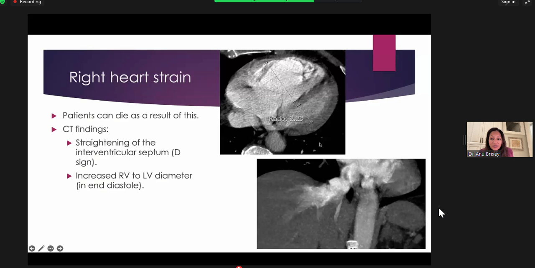I would say for the purposes in general, when you're reading a PE protocol CT, and you want to very quickly look at the RV to LV ratio, you want to scroll down to the level of the valves, right? So you want to scroll down to the tricuspid and mitral valves, and you can measure it there. Now, the problem with this is that it's not very sensitive or specific, right? Because a lot of times patients have RV to LV ratios that are very close to 1. I mean, some people use the cutoff of 0.9, others use 1.2, which is what I tend to use because I think it's more specific. Otherwise, you're calling right heart strain in everyone.